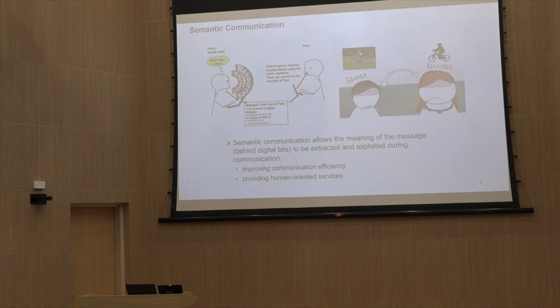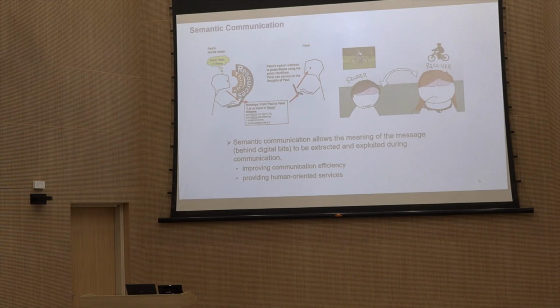For example, Paul has a mental model, would like to meet Peter. So Paul wants to meet Peter in Rome. Paul will send the message from Paul to Peter, "Let us meet in Rome." Here there could be the metadata where Paul indicates that Rome is a city and Rome can be identified by Wikipedia and other metadata sources.